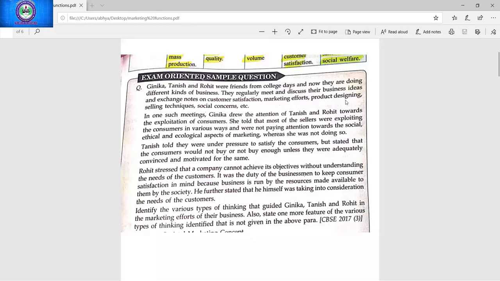So this question came as a 3-marker that year. So you have to just write the name of the concept given by each person. Then you have to write one feature of that concept. So I think this is clear, and most of the students have given me the correct answer in chat. Very good students, good understanding.